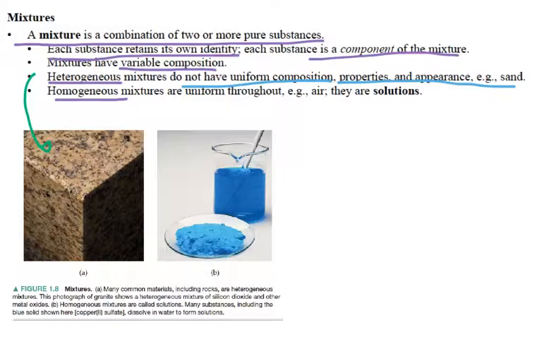Where homogeneous mixtures are uniform throughout, they are solutions. And this we call a homogeneous mixture or a solution, a mixture of copper sulfate.